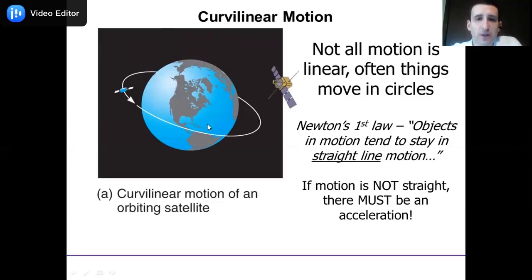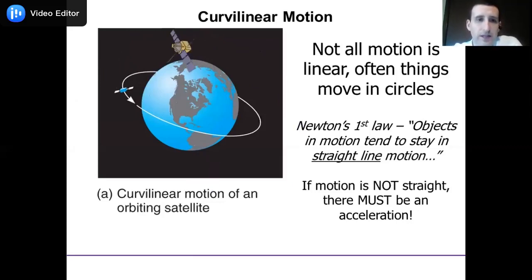So we need to talk about it, we need to learn about it, we need to understand what the requirements are for this to occur, and to be able to describe the motion and predict the motion like we can for linear motion after chapters 4 through 8.